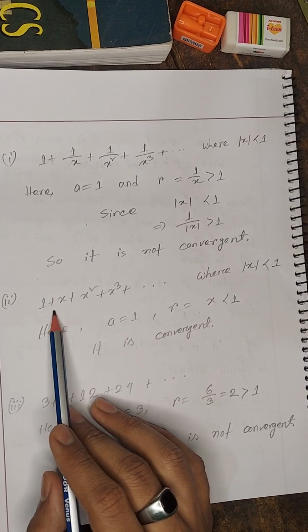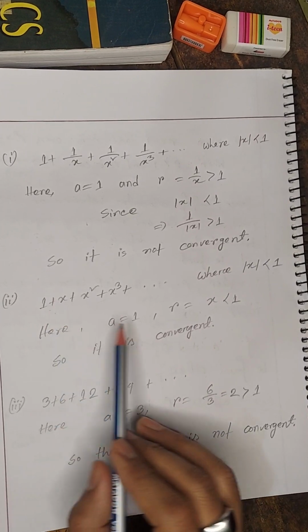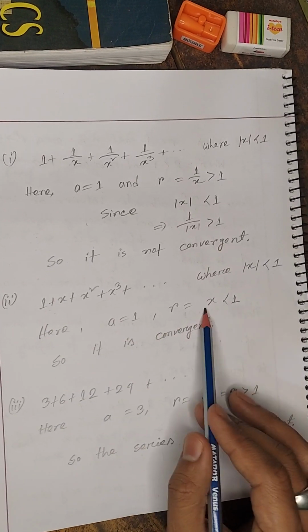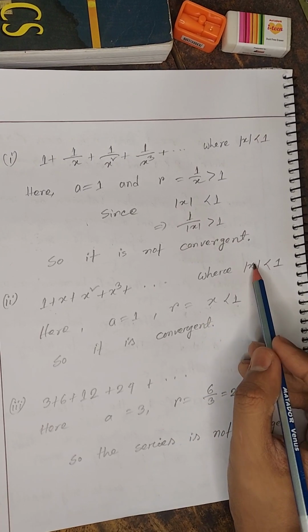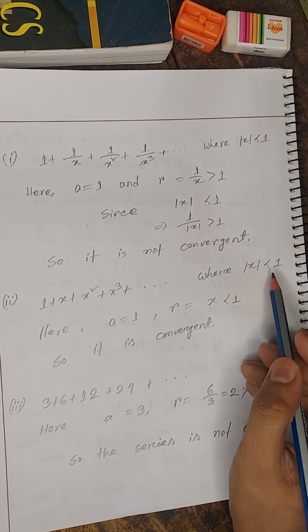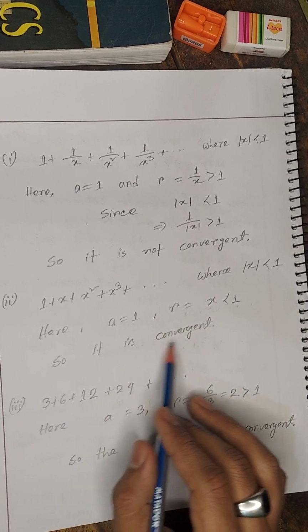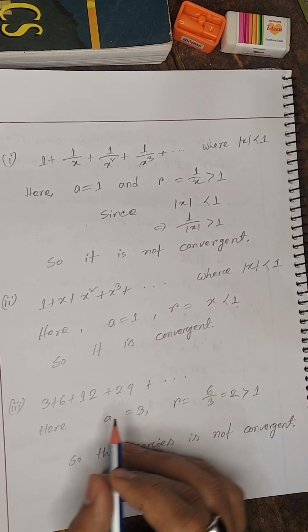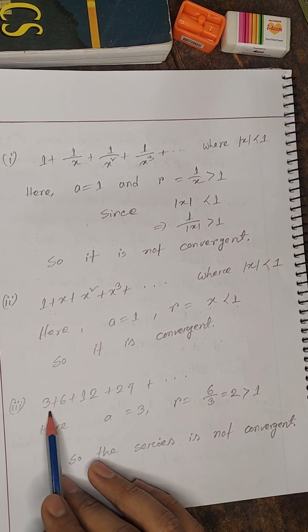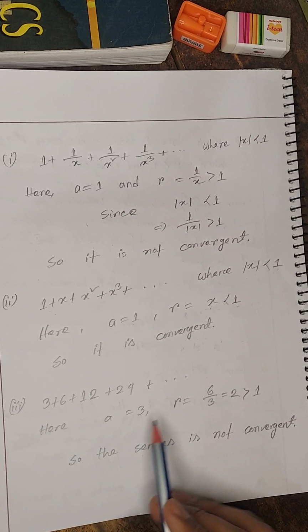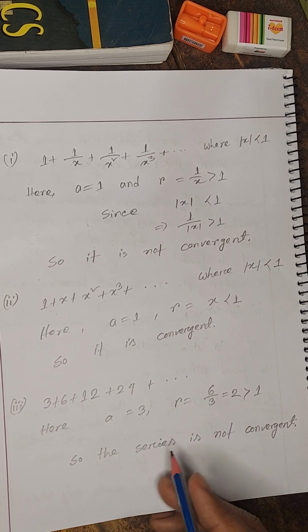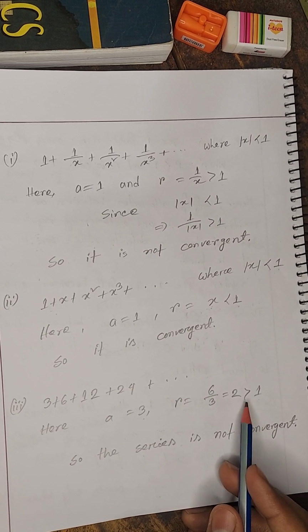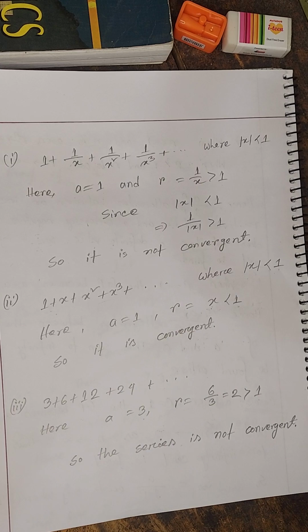And similarly, for this series, first term is 1, common ratio is less than 1, which is x. Why x is less than 1? Because we are given that absolute value of x is less than 1, so the series is convergent. And for the third series, 3 plus 6 plus 12 plus 24, first term is 3, common ratio is 2, which is greater than 1, and the series is not convergent. Why? Because the common ratio is greater than 1.